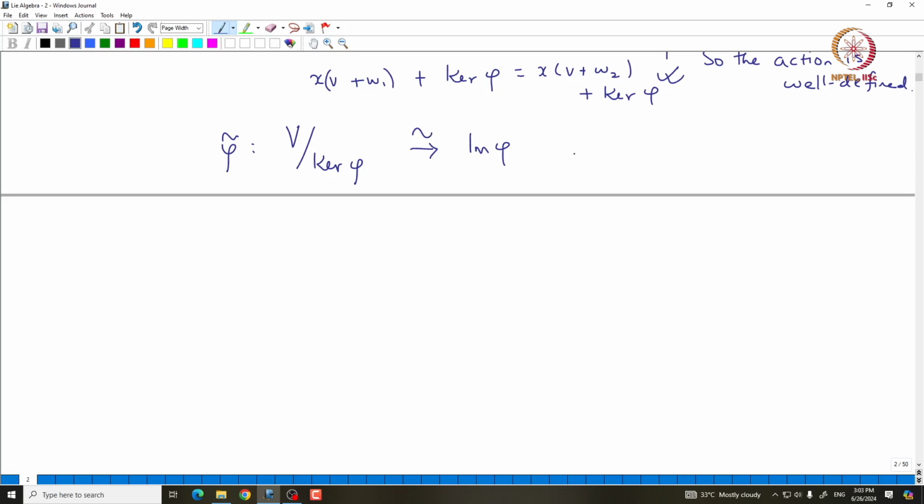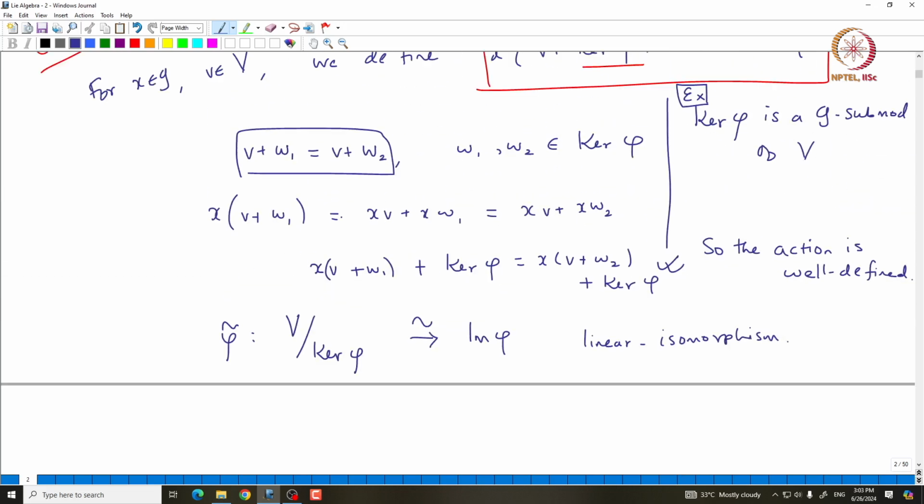So, this is already a bijective correspondence. This is a linear isomorphism, and that comes from the theory of vector spaces. Now, because we have G module structure on both sides, it is enough to check that phi tilde commutes with the G action. That is again easy to check because that is what happens in phi.